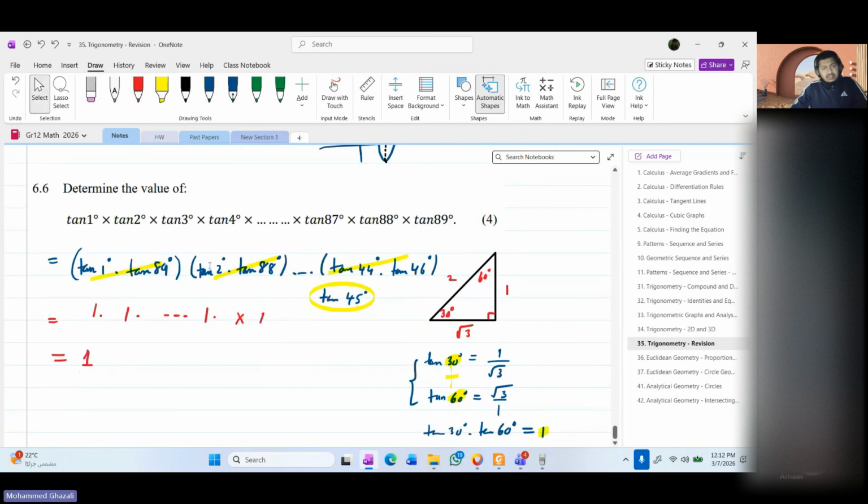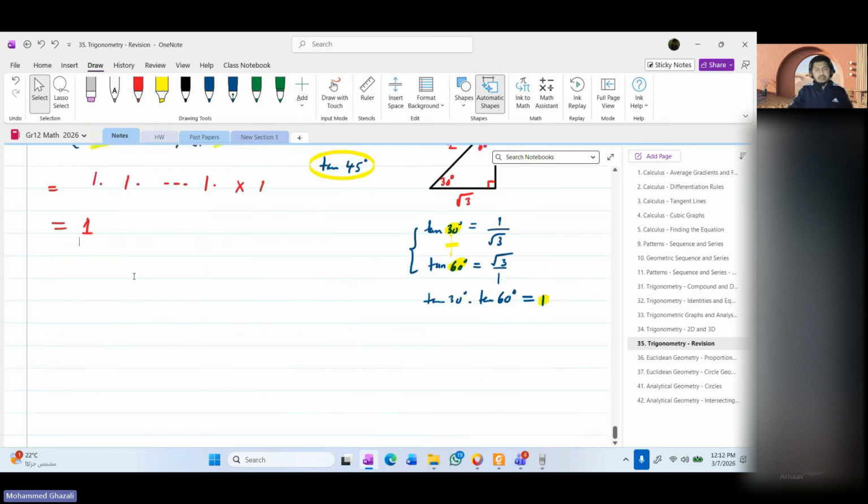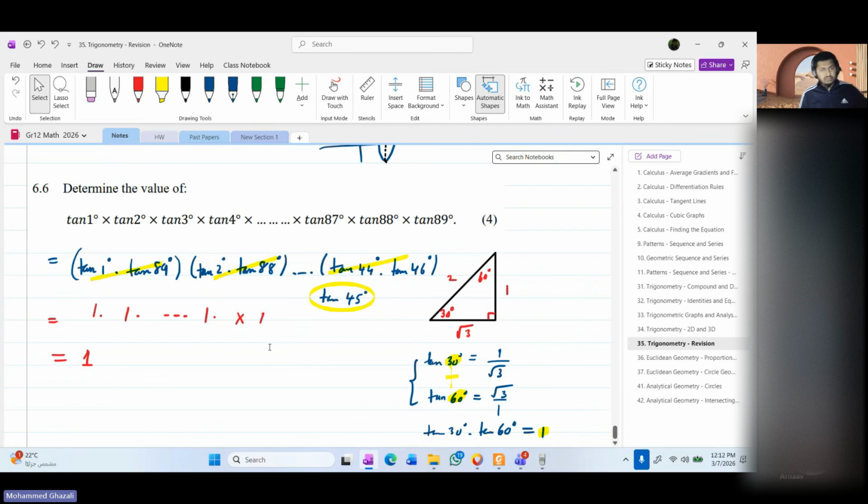Right, you can see the sum is 90 each time, 2 plus 88, 44 plus 46, right? So this is a challenge question because you've got to use a trick there.